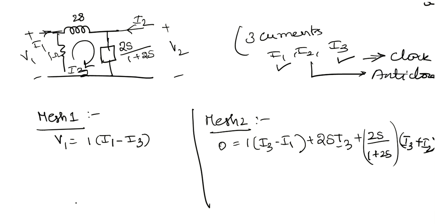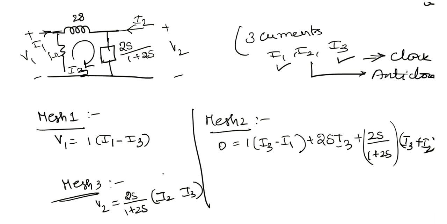And now the last equation, mesh 3. What is the equation? Source active will be followed by only one element, 2s divided by 1 plus 2s, and your I2 and I3 are flowing in opposite directions, so plus. That's all. So you are getting three equations, and then you just substitute: put I1 equal to 0 and I2 equal to 0 in all the three equations.